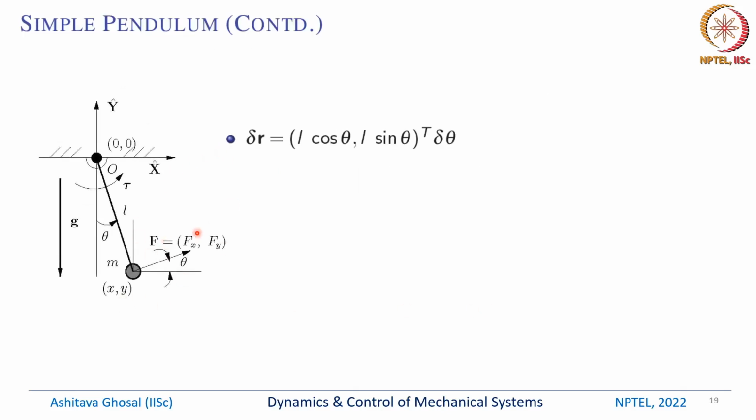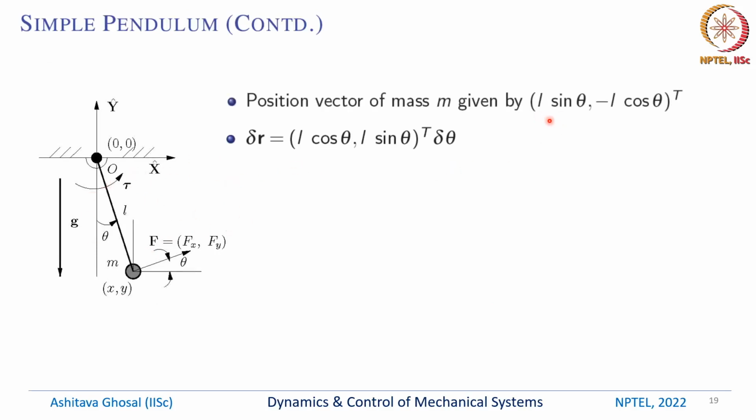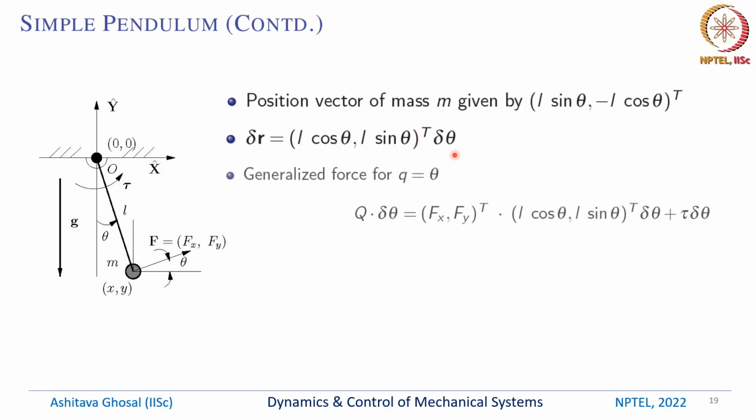So for this pendulum, the position vector of this mass m is given by L sine theta and minus L cos theta. Remember the y-axis is above, so hence the y-coordinate is minus L cos theta. The derivative of this position vector is L cos theta and L sine theta. So delta r as a vector is this column vector L cos theta, L sine theta times delta theta.